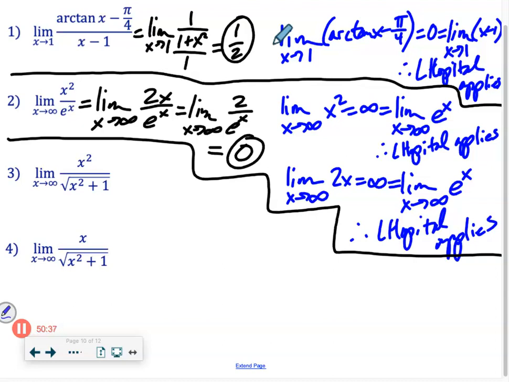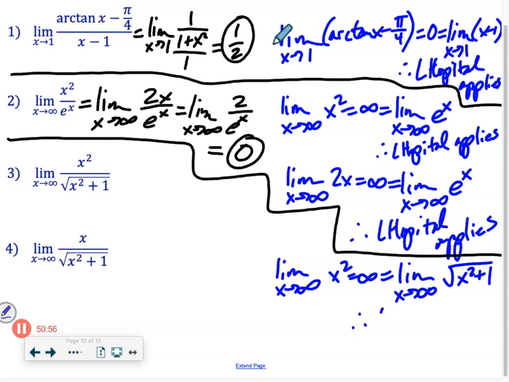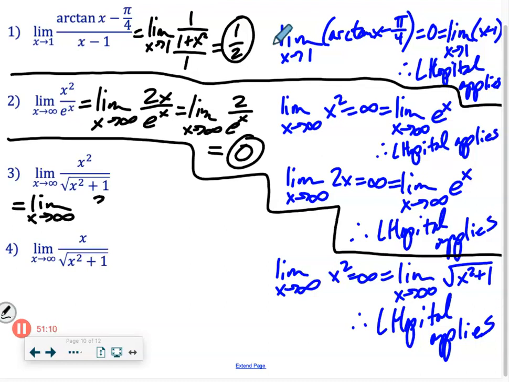Okay. So the next one, if we plug infinity to the top, what do we get? Infinity. If we plug infinity to the bottom, what do we get? Infinity, right? So again, we're going to L'Hopital. So we have the limit as x approaches infinity of x squared equals infinity, which equals the limit as x approaches infinity of root x squared plus 1. Therefore, L'Hopital applies.